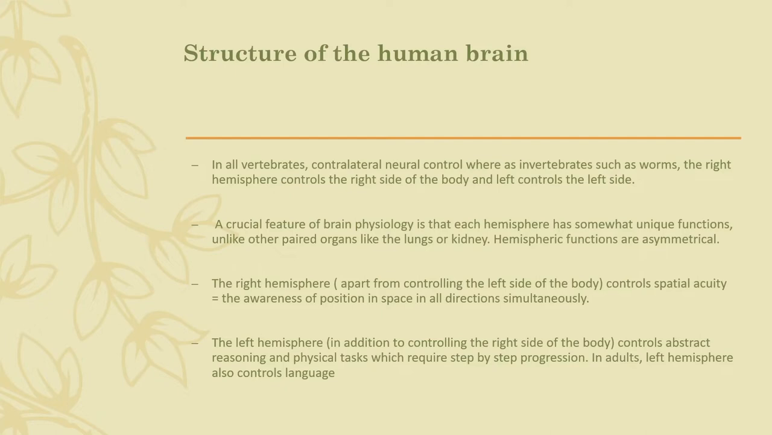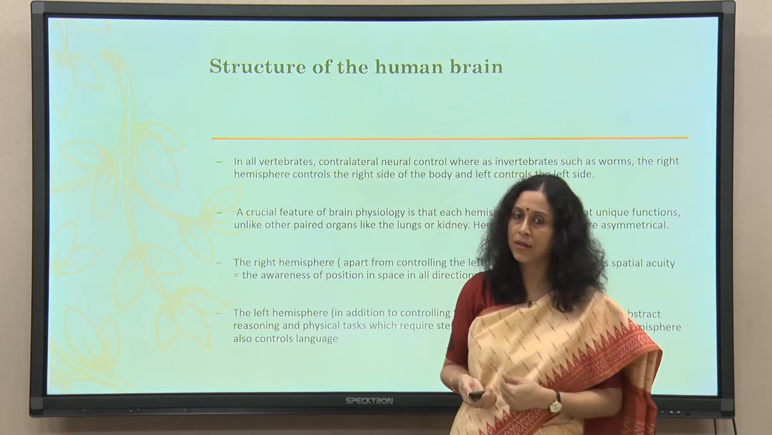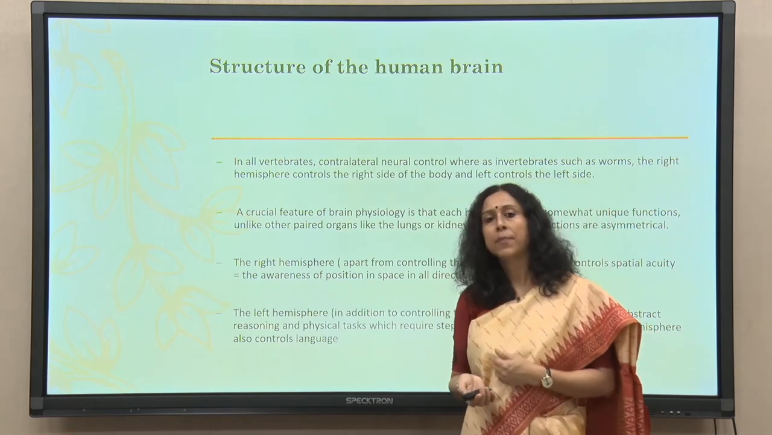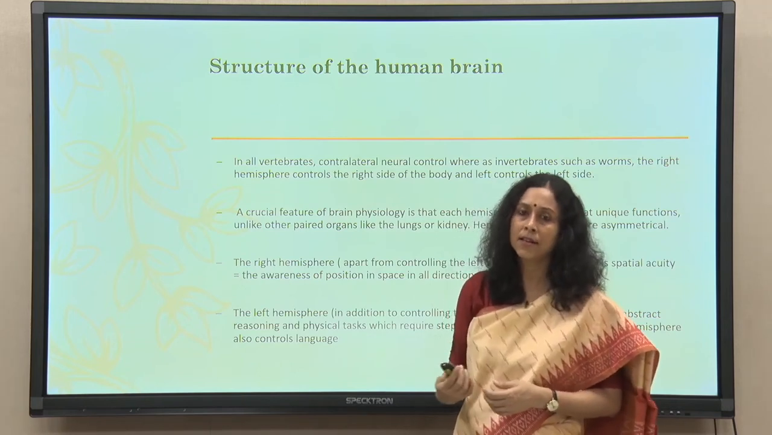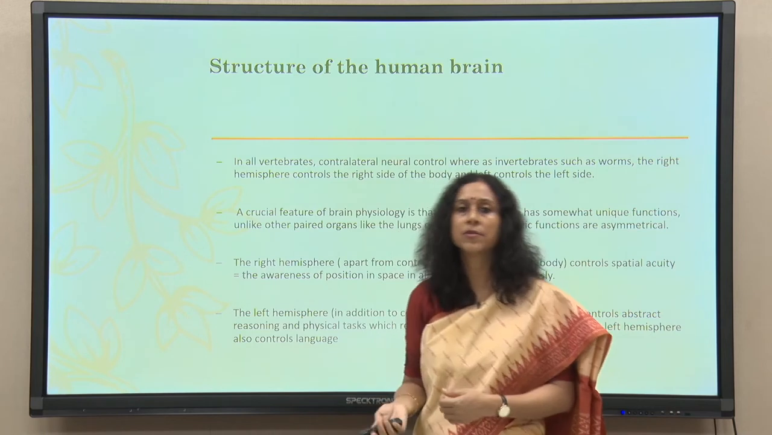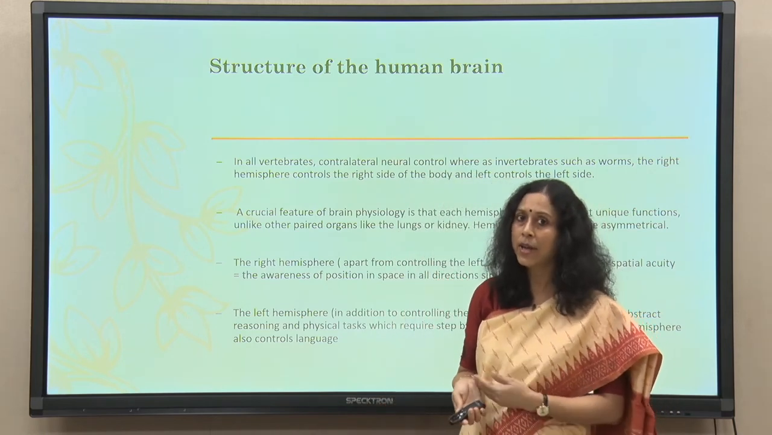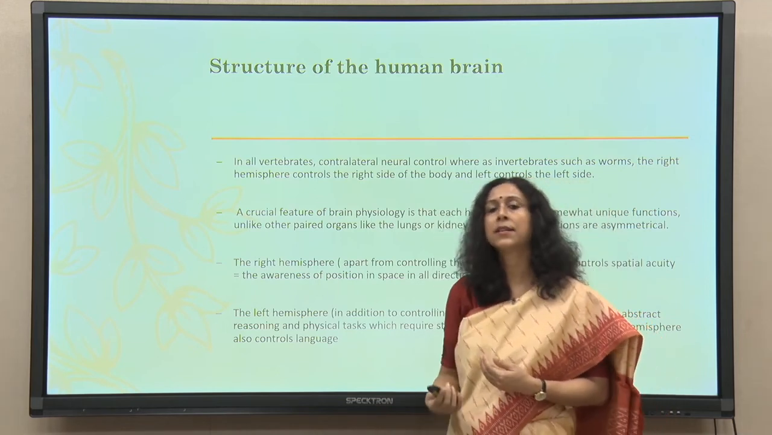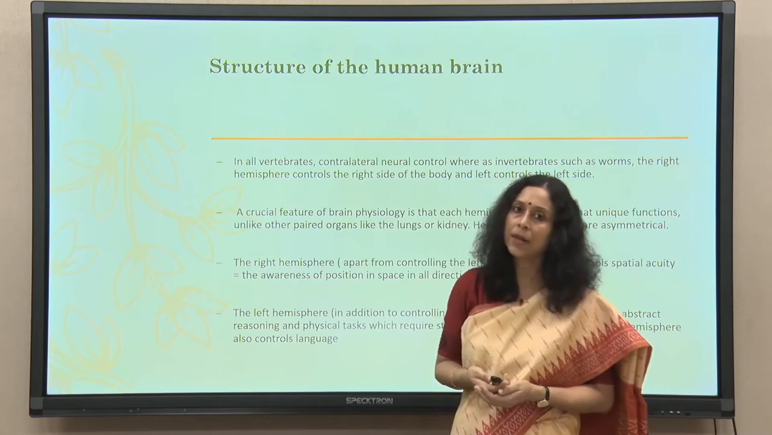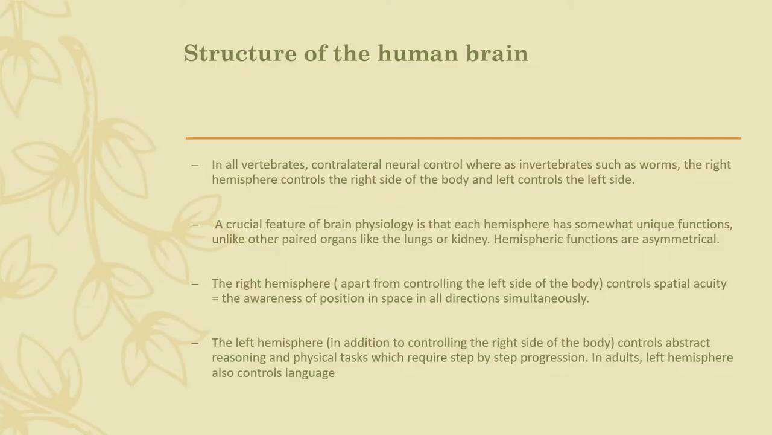Now, there are certain fundamental things about the human brain. One is that, like all vertebrates, the human brain is arranged contralaterally. What that means is that the brain has two hemispheres, however, the left side of the brain controls the right side of the body, and the right side of the brain controls the left side of the body, which is not the way in invertebrates. In invertebrates, it is lateral, like the right brain controls the right side of the body, the left brain controls the left side of the body. So, contralaterality is a very significant aspect of the human brain, like all vertebrates.